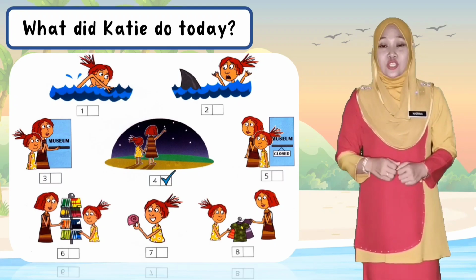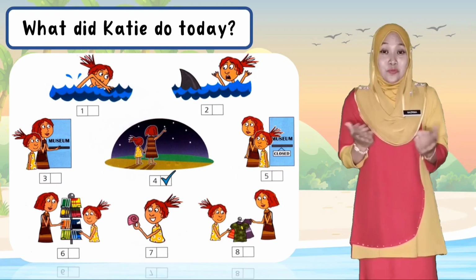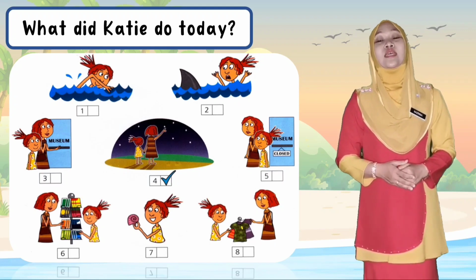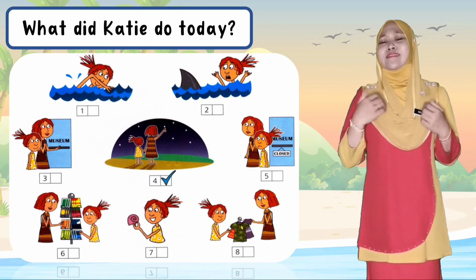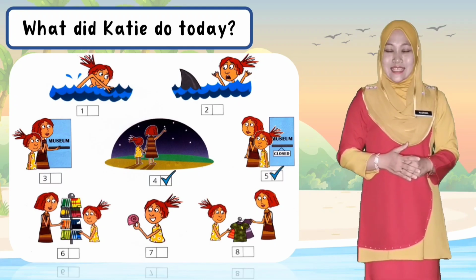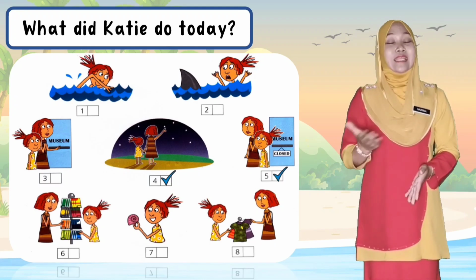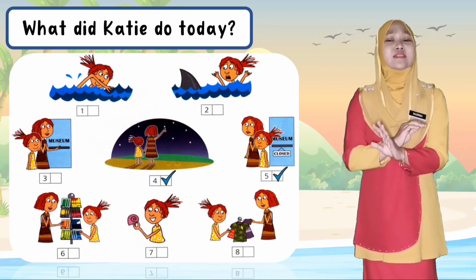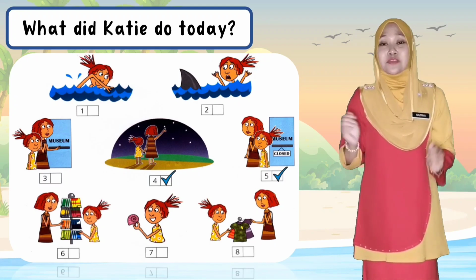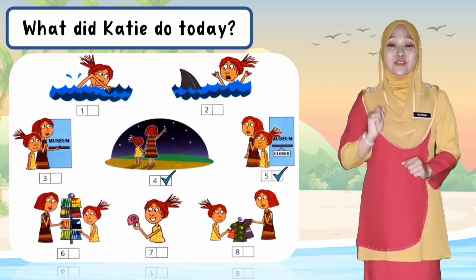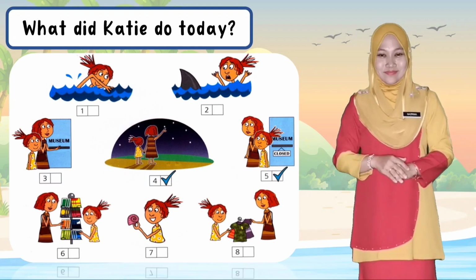How about picture number 5? What do you think? Again, picture number 5 is the correct picture. Why? It is because in the afternoon, Katie's mother took her to the museum, but it was closed and they didn't go in. So we put tick in the box next to number 5.